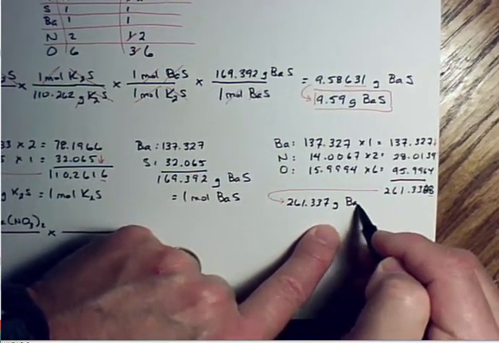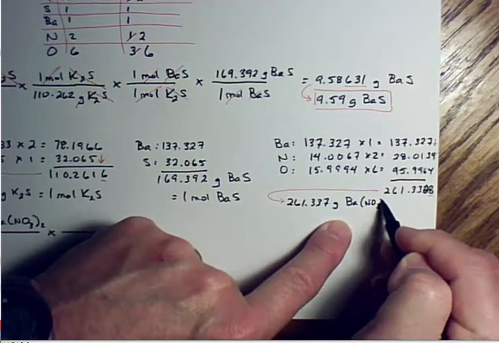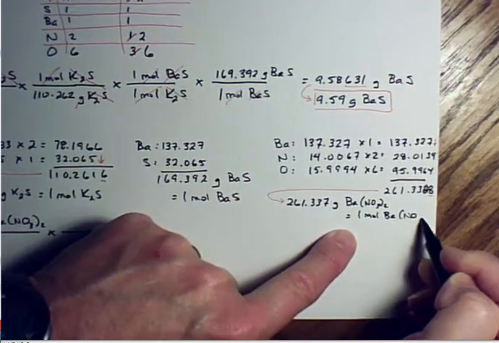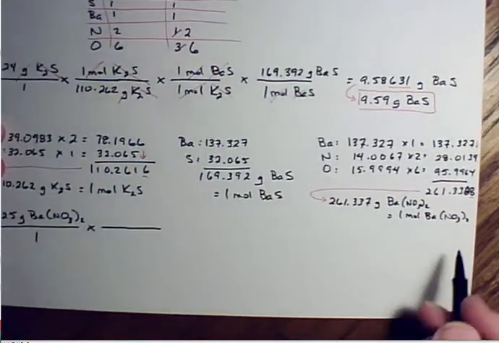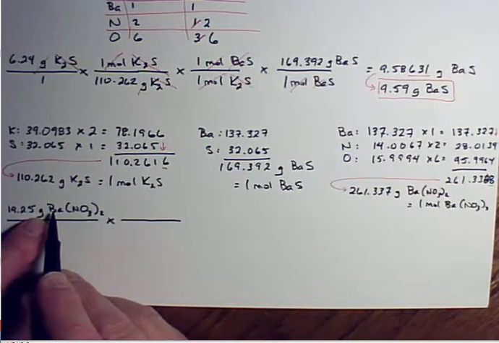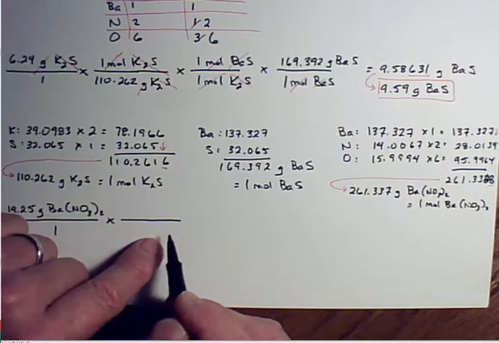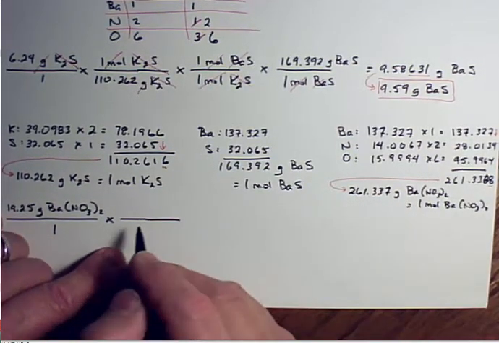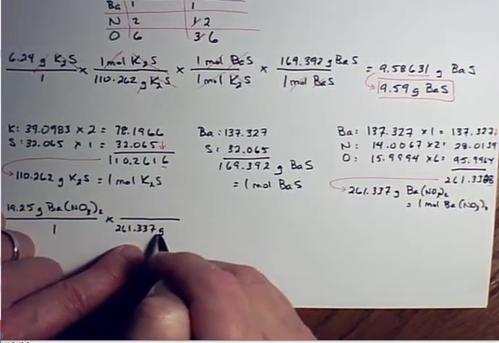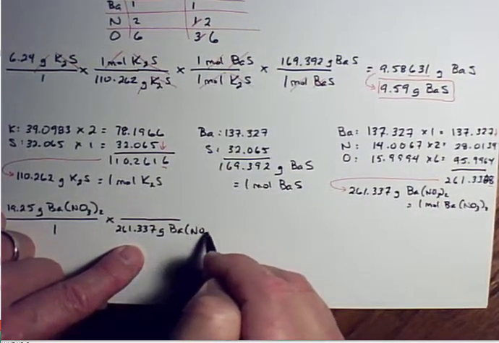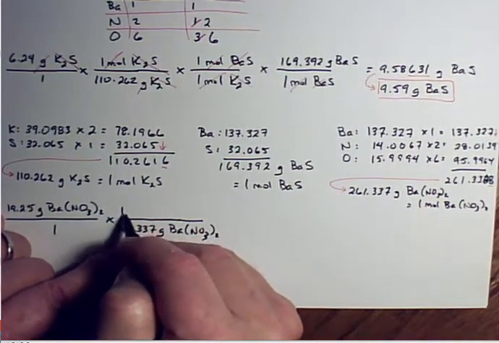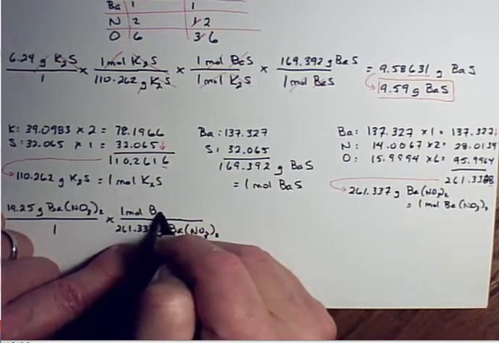261.337, and that's grams of barium nitrate equals 1 mole of barium nitrate. Okay? And so that's the equality statement we use to build this conversion unit. Again, we're matching the units and species we have here on the top of this fraction with what we put on the bottom, and that's this number with this unit and species. So 261.337 grams of barium nitrate. And then 1 mole of barium nitrate goes in the top.